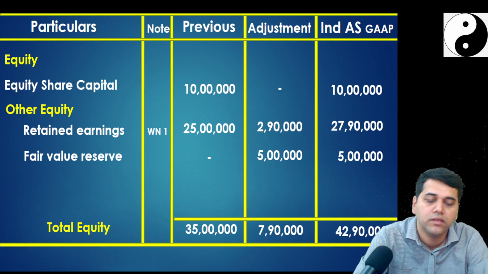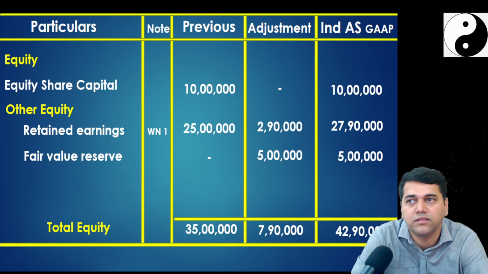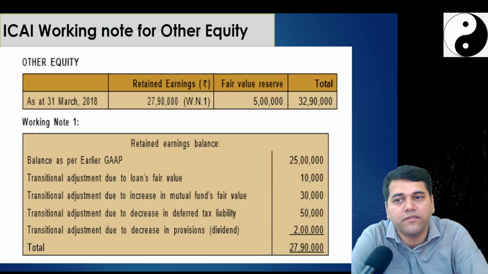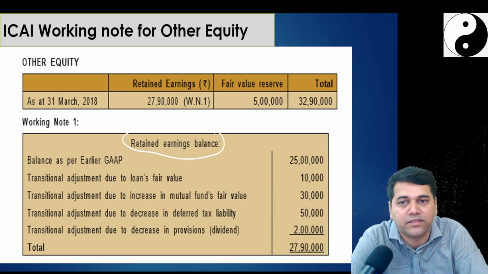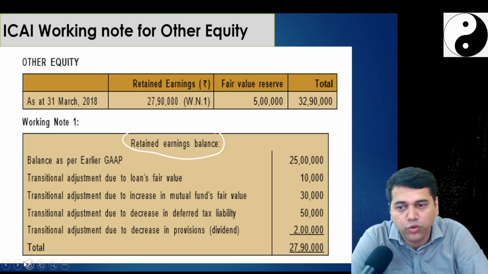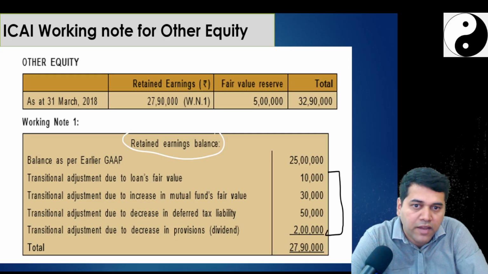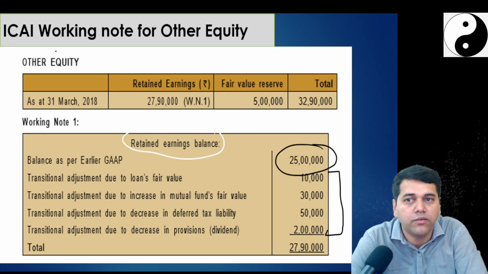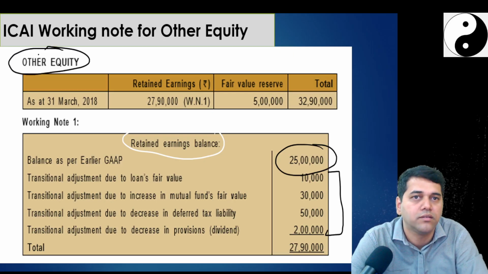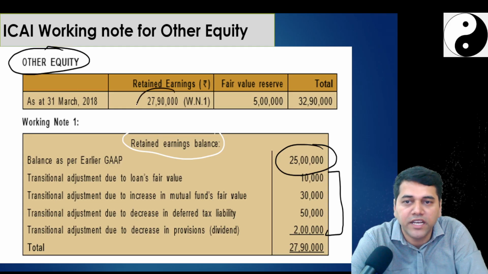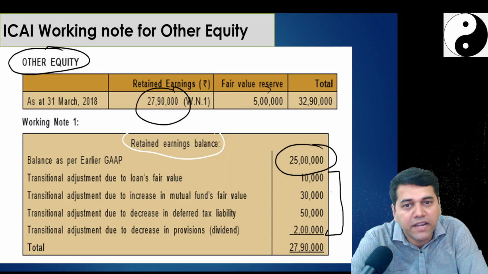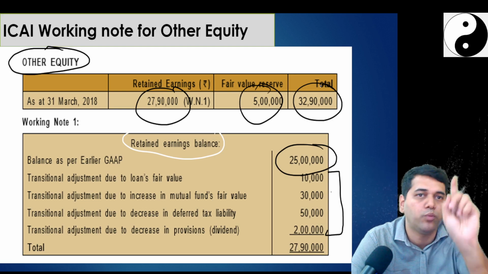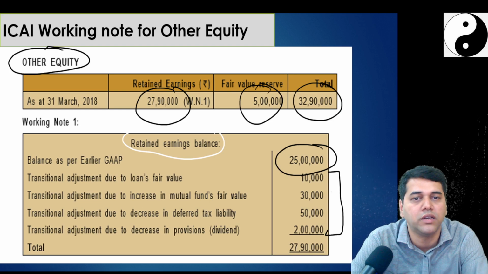Clear? Now, how have they presented it? ICAI. See, they have presented it like this. They say working note number 1, retained earning balance. For whatever working you have done, they have added the opening balance. And they created one more working note called other equity. And in other equity, they said retained earning balance is so and so. Fair value reserve is a separate disclosure. It is 32 lakh 90. And in the balance sheet, they said only one. And they said this is your total other equity balance.